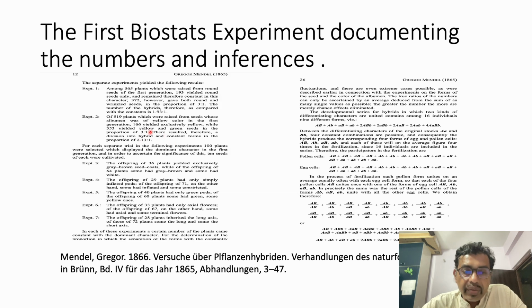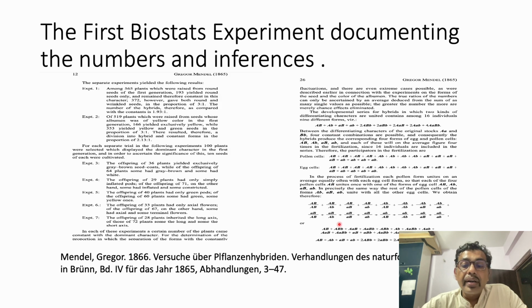So you see 3:1, the ratios are given, and I will further elaborate on this in the next slide. Just to reiterate how painstakingly he has given the numbers, you can see the offspring of 36 plants yielded this. So experiment 1, 2, 3, how painstakingly he has documented everything, and he has used maths. You can see the probability equations he has given. All this he did at those times, 1865.